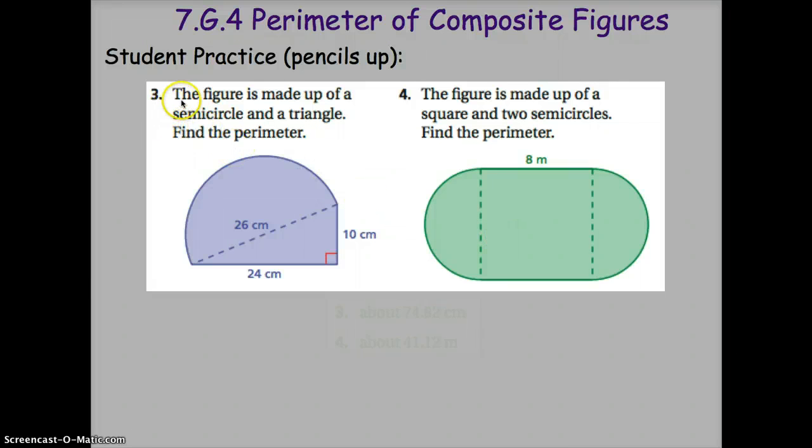Okay, so go ahead and do these two problems. Remember, watch out for the dotted lines. Those are not part of the perimeter. Go ahead and press play when you're ready to see your results.